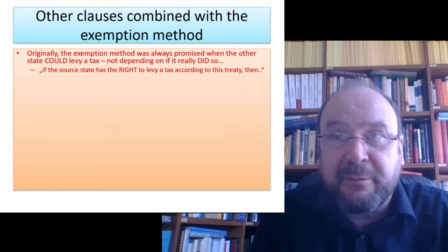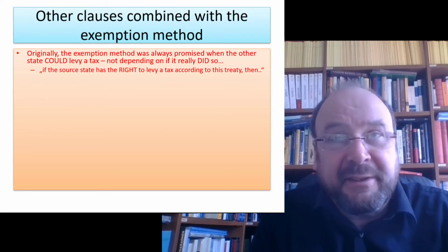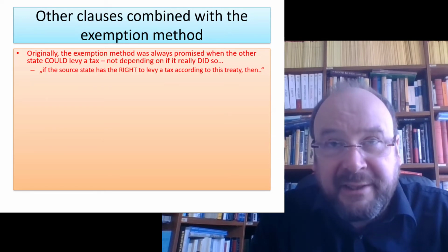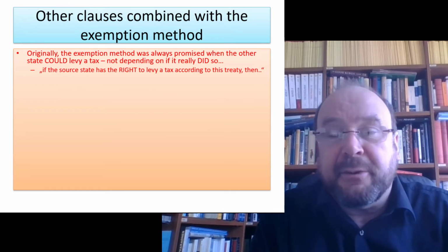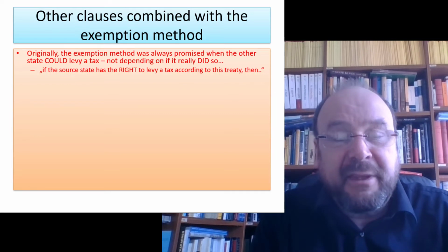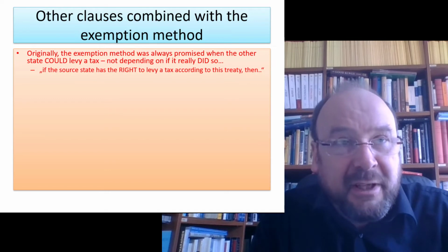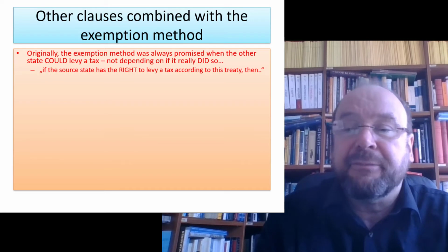The French taxpayer would, for his investment, pay zero. But a German in the same situation would also pay zero, so it would be equal treatment. So originally, the exemption method even excluded a virtual double taxation, so a double taxation which could have happened, irrespective of if it really happened.